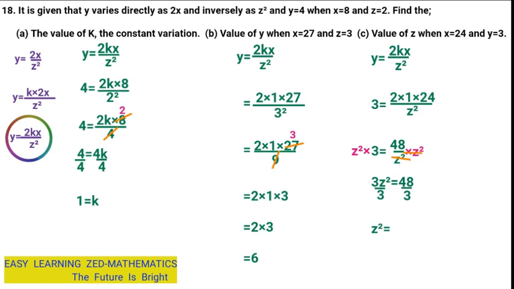After I've done that, the next thing I'm going to do is find the square root of z squared and 16. So I'm going to put them in a square root sign there. The square root of z squared is z, and the square root of 16 is 4. So the value of z when x is equal to 24 and y is equal to 3 is 4. Okay, so this is where the answers end. Let's go to question number 19.